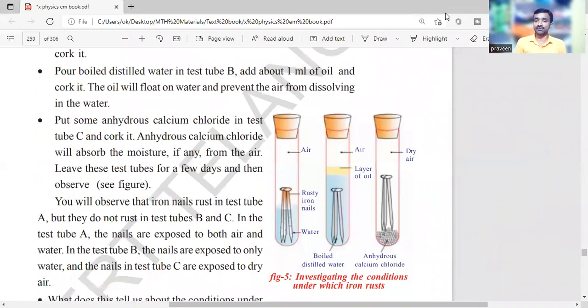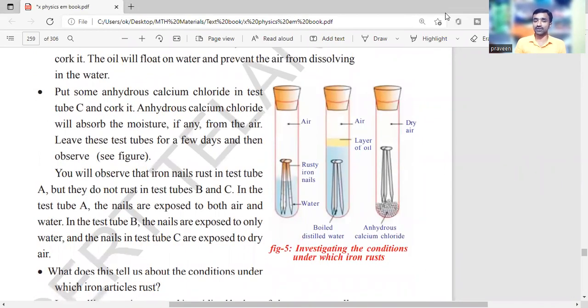So look at them in the diagram. Three different conditions are given here, weather conditions or climatic conditions, whatever it may be. So after 2 days, 1 day, or maybe a few days, take the nails out and observe. So which nail gets rusted? You can see that nails get rusted only in the first test tube. No rust formed in the second, and no rust formation on the nails of the third test tube.